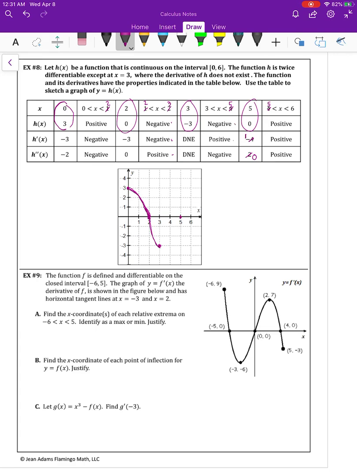Then we look from 3 to 5. It's all below the x-axis because my h of x is negative. My derivative is positive, that means it's increasing. My second derivative is negative, that means it's increasing but concave down. So it's going to look like that between 3 and 5. And then between 5 and 6, it's above the x-axis, and the derivative is positive, that means it's increasing, and my second derivative is positive, that means it's concave up.